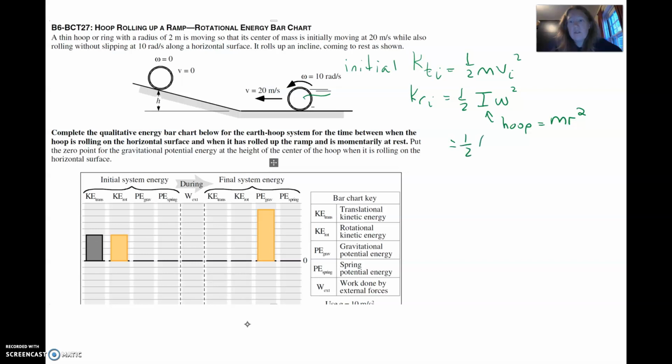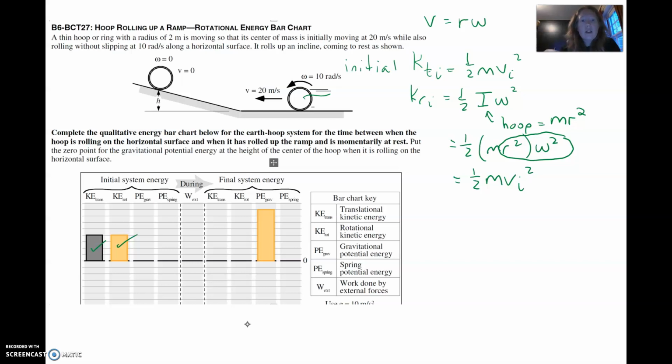So let's put that in. So we have 1/2 mr squared times omega squared. But hey, that's great because we know that v is equal to r omega for things that roll without slipping. So then, if I group this part together, that looks an awful lot like vi squared. So then KTI and KRI are equal in size, is what we're finding out. So that's why they drew this one the same size as that one.